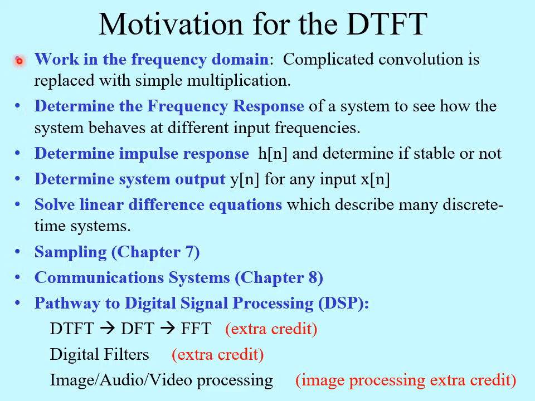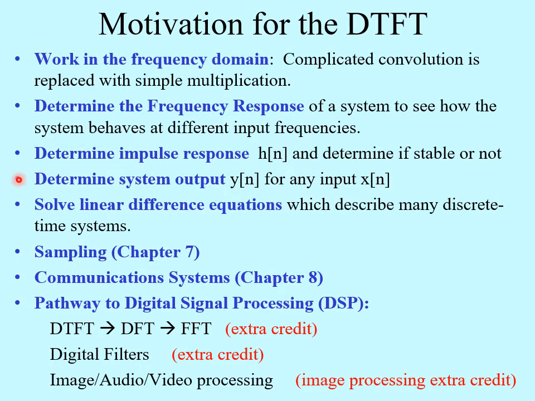This gives us the opportunity to work in the frequency domain. And so one of the advantages there, of course, is that we don't have to do convolution. We can do simple multiplication. We can determine the frequency response of a system using the discrete time Fourier transform. And that frequency response, of course, is a very important function as it tells us how the system behaves at different frequencies. From the frequency response, we can immediately determine the impulse response of the system, going back to the time domain. And from the impulse response, we can determine things like stability of the system.